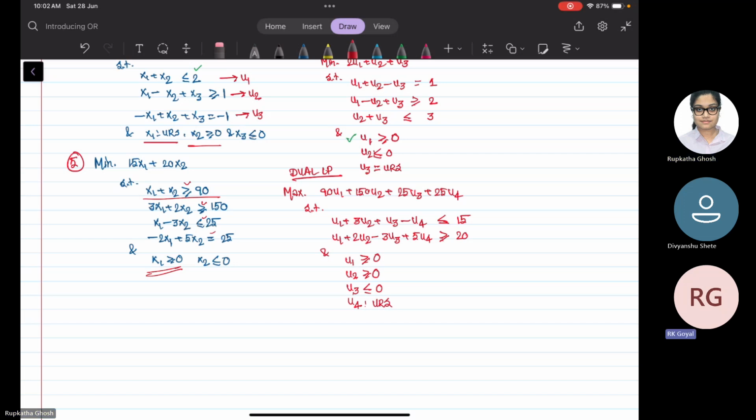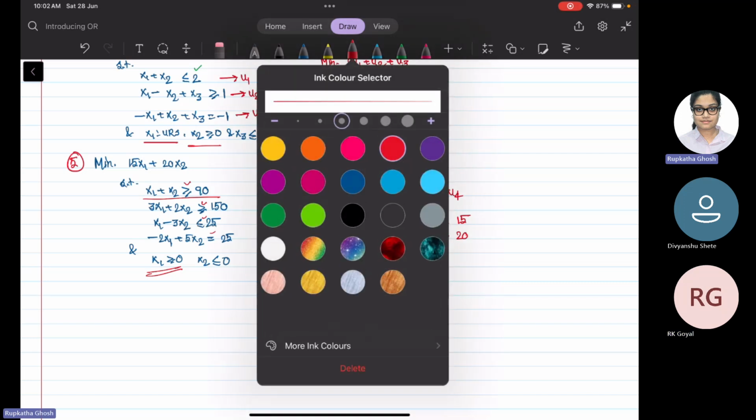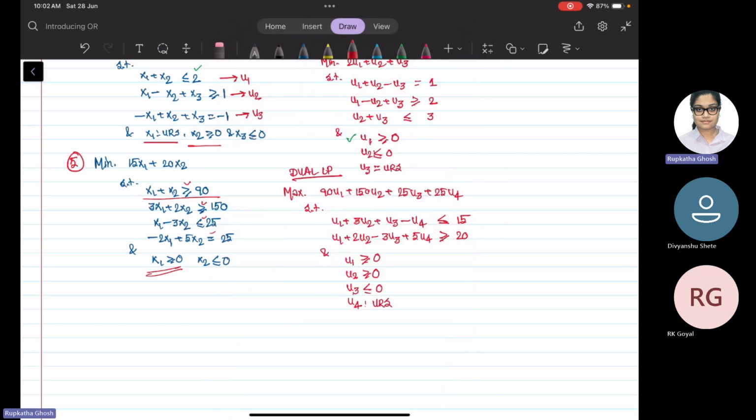So probably there is some typing mistake in the first constraint. It should be minus 2u4. What? I didn't get you. So the first constraint of the dual here would be u1 plus 3u2 plus u3 minus 2u4. Oh, right. Thank you. Yes, minus 2u4. Yeah. So do you want to solve any more problems like this, or is this fine?